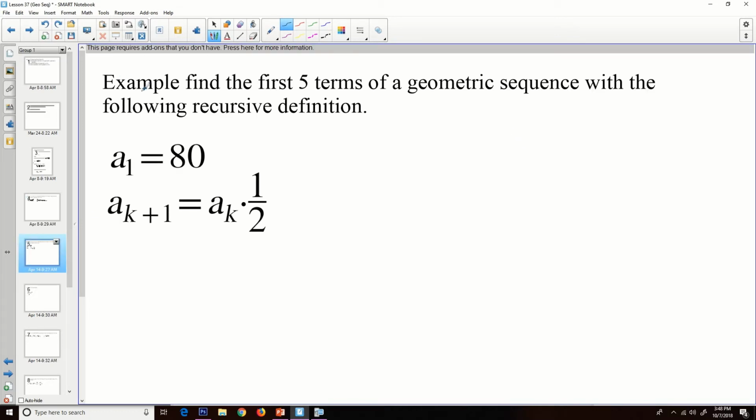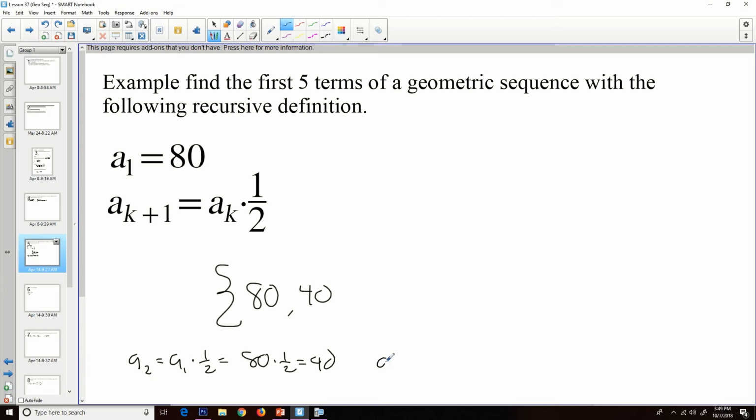It says, find the first 5 terms of a geometric sequence with the following recursive definition. So here's our recursive definition. The first term is 80, and then a sub k plus 1, so the term next to it, will be the previous term times a half. And so if we wanted to do that, the first term we said was 80, and I'm not going to do all of them, but a sub 2 would be a sub 1 times a half. We already know that a sub 1 is 80, so we'll go 80 times a half, that's 40, so the next term would be 40.